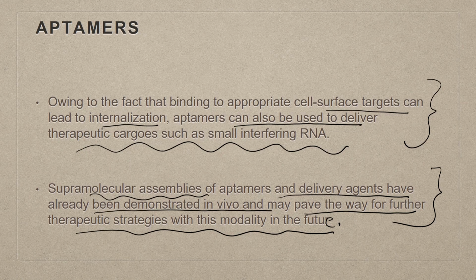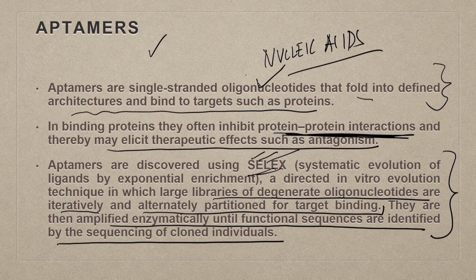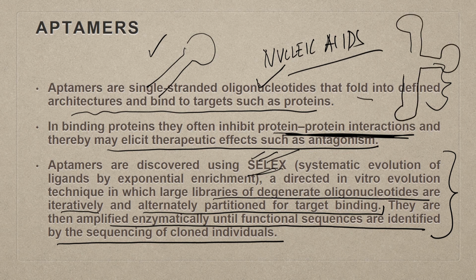Aptamers are basically single-stranded oligonucleotides, and they fold into a defined architecture and bind to targets such as proteins. They can fold into structures like this, they could have structures like this, and they have a very unique geometry in three dimensions and form supramolecular assemblies. They can bind to any of these proteins, and molecular manipulation of aptamers is far easier than molecular manipulation of bigger protein molecules like antibodies.